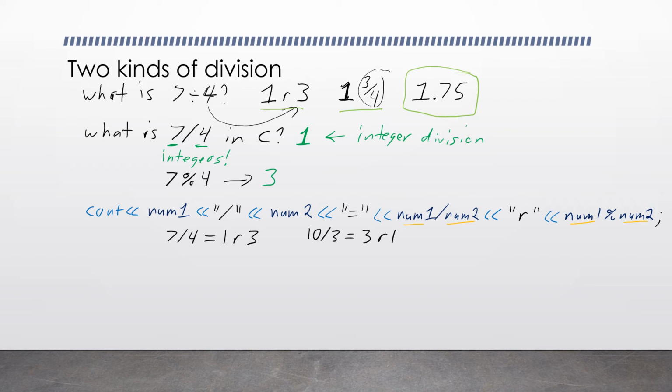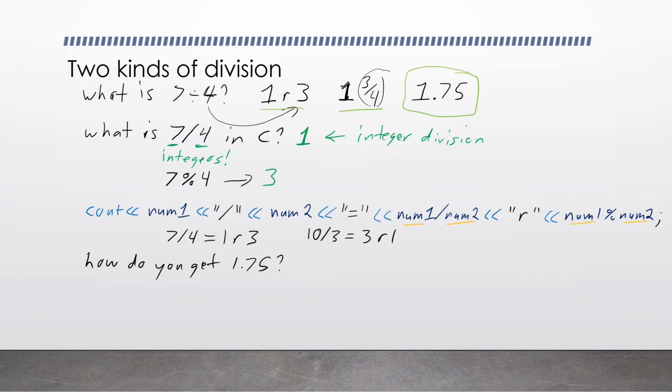So that leaves one last question. How do you get 1.75? Because that's really the useful answer here if we're doing any kind of engineering work or even financial work. If we had $7 and had to divide it into 4 payments, or if we had 7 centimeters and had to divide it into 4 lengths, or any kind of thing like that, 1.75 is really the answer we want.